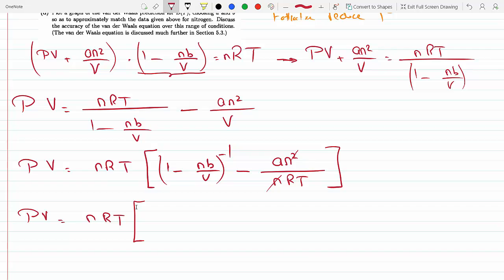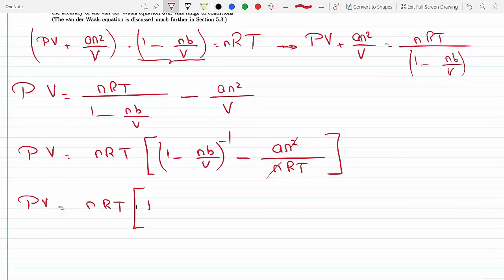Okay, let me start expanding this. As the hint says in the problem, this is the binomial series expansion. So this is 1 plus, well, there's a minus, so it's going to become a minus x, so plus NB over V. So in our case, for the expansion, x is minus NB over V, and p is minus 1. So the first term is 1 plus px, so that's why I get NB over V, and the second term in the expansion would be 1 half.